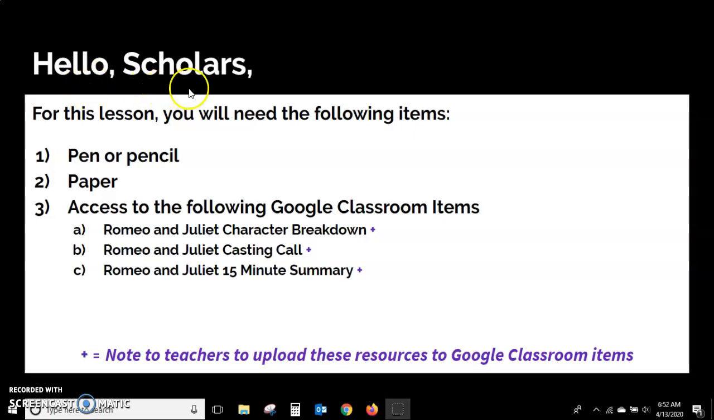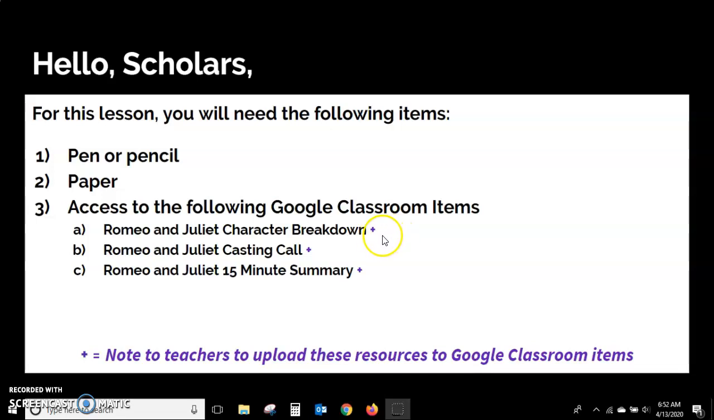Hello, superhero scholars. For today's lesson, you will need the following items: a pen or pencil and paper. That's for collecting your thoughts as we go through the slideshow together. And then you'll also need access to the following Google Classroom items. I will have these linked in the slideshow today, but we want to make sure you have proper access to those items through Google Classroom.